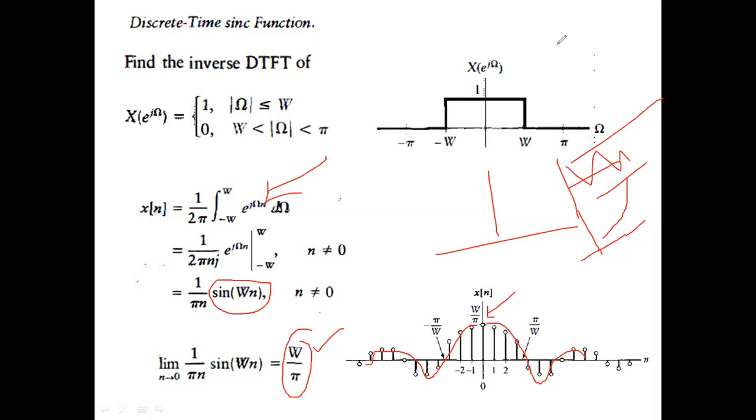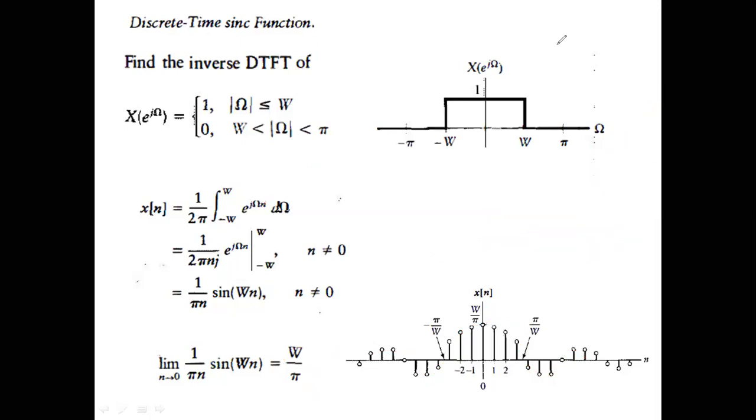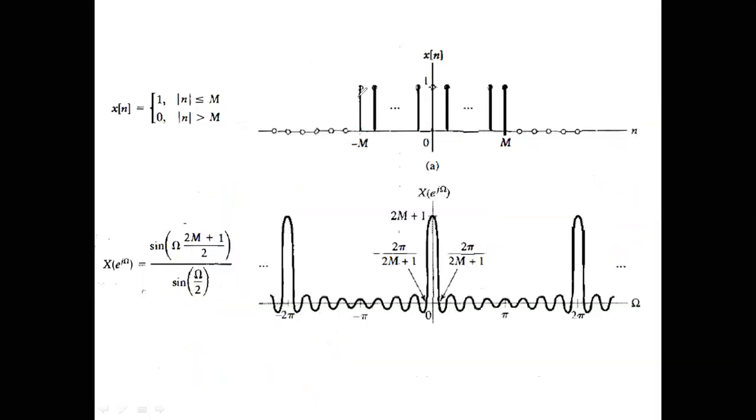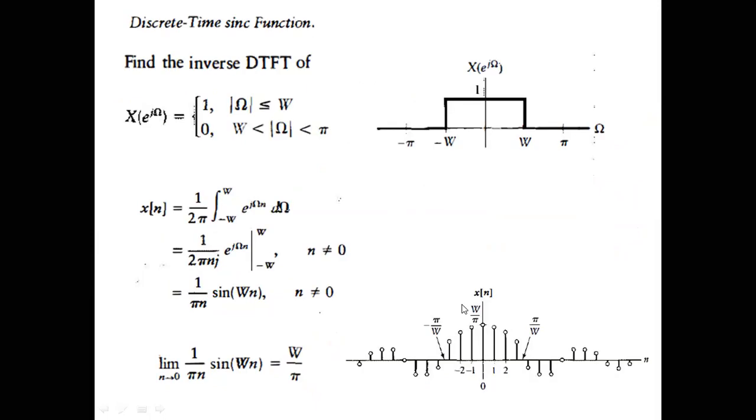So what the author wanted us to know is the dual property between the time domain and the frequency domain. What was that? The DTFT of a rectangular pulse is a sinc pulse, and the DTFT of a sinc pulse is a rectangular pulse. See here, this is the time domain thing, right? The DTFT of a rectangular pulse is a sinc.